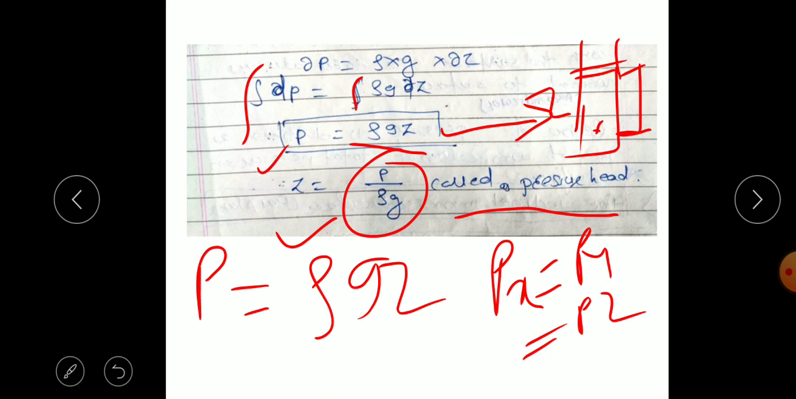In the next lecture, we will consider other laws of fluid statics.